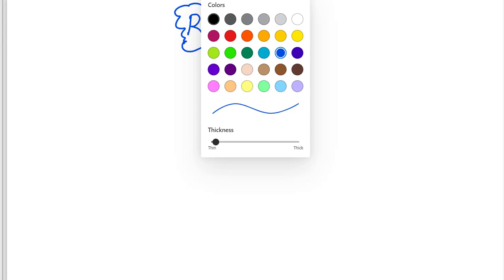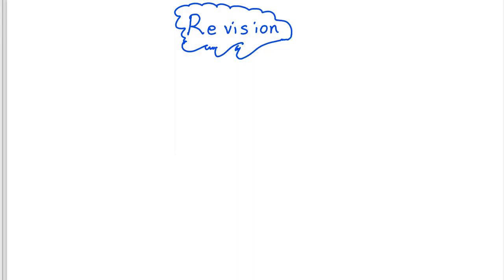Okay, my heroes, this is the final revision, and we'll go through the topics. And the first thing that we need to go through is multiplication by fractions.